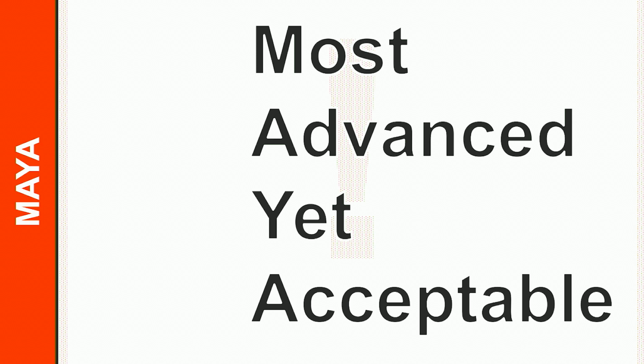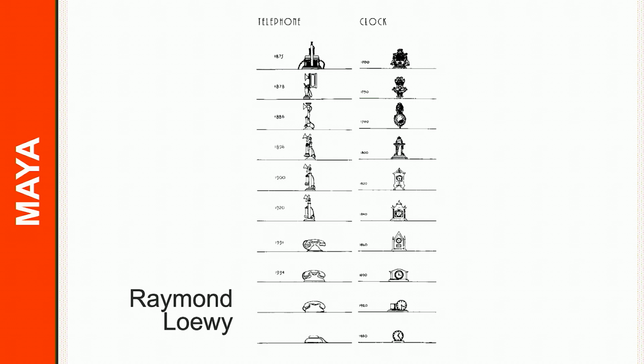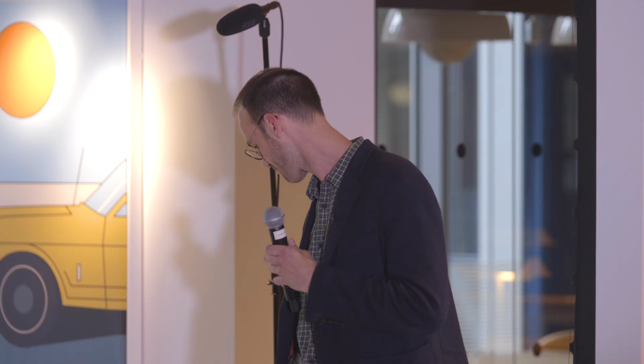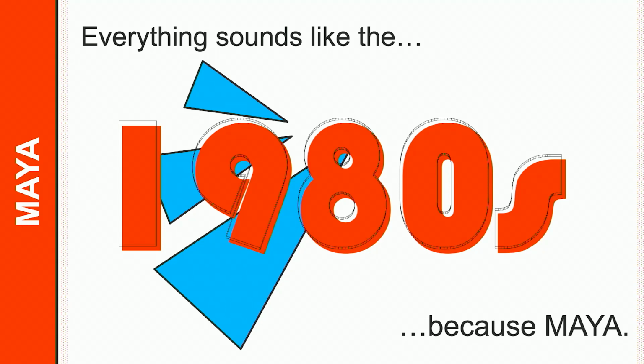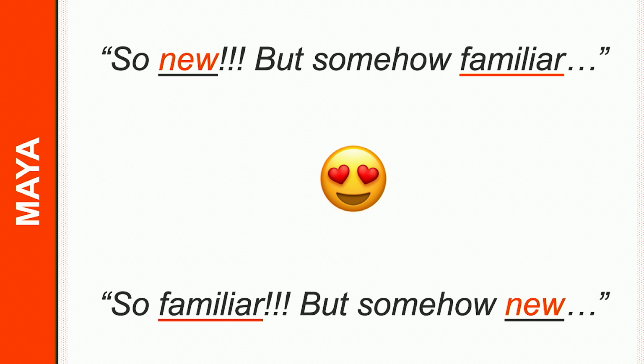The final concept Heckert talks about is, to me, perhaps the most interesting and the least understood from a data visualization point of view, and this is called most advanced yet acceptable. Originally, this concept was presented by Raymond Loewy, suggesting that we appreciate design which mixes familiar things with really new things. This explains why all music sounds like the 1980s at the moment, and why digital cameras look like analog cameras. But broadly, what's underpinning the principle is we need a bit of newness combined with something that we're fairly familiar with.